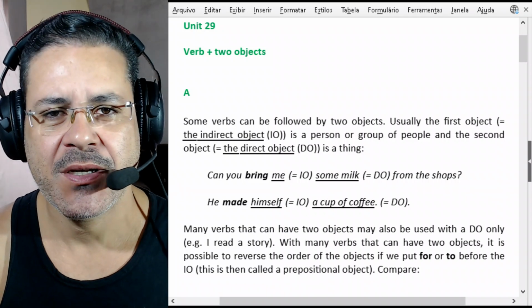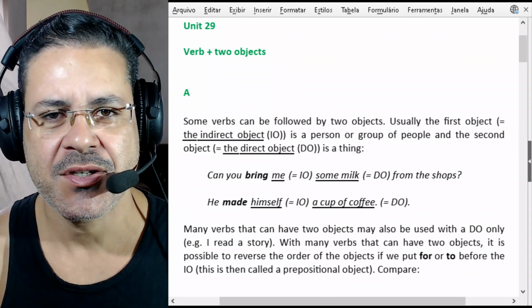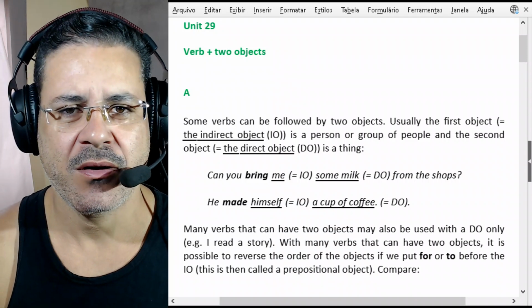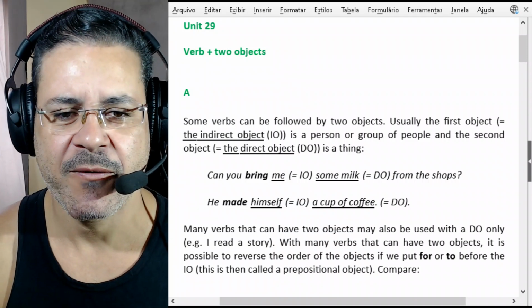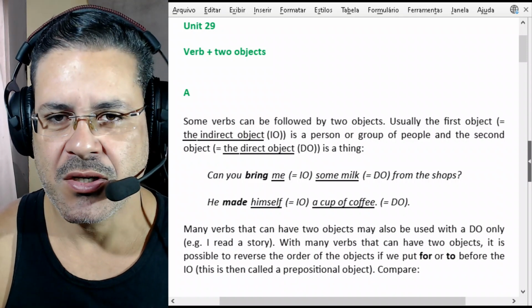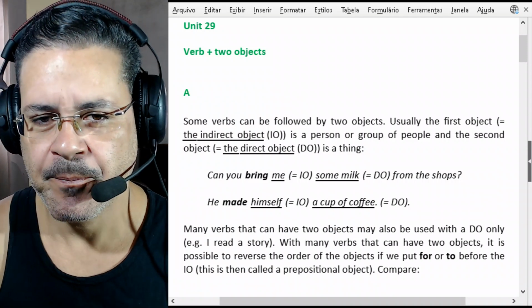Today we're going to be talking about another unit of British grammar, where we're going to be talking about some fundamental issues in terms of the construction of sentences in English.